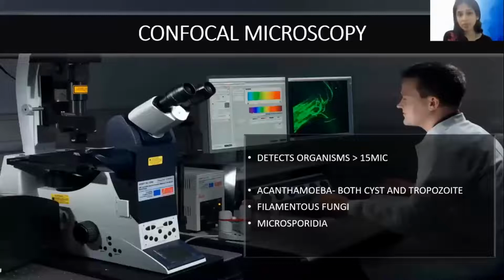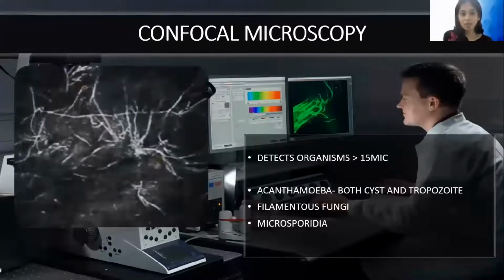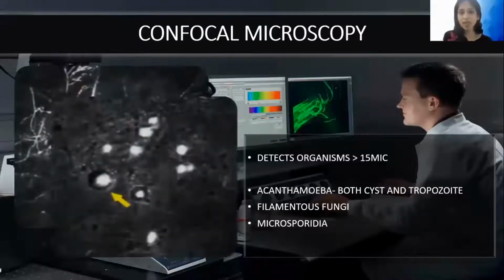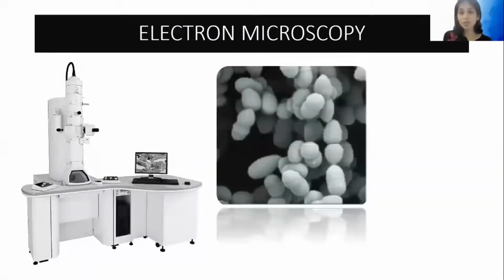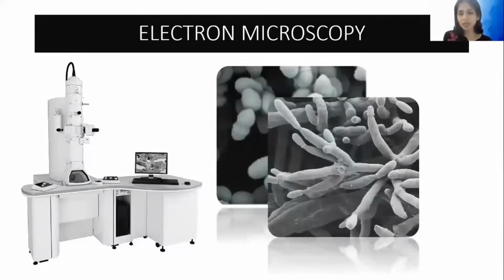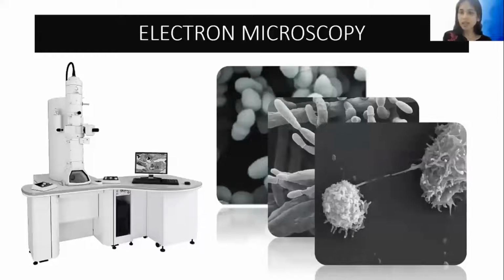Coming to confocal microscopy, this detects organisms more than 15 microns. This is an image showing fungal hyphae and acanthamoeba cyst. Electron microscopy, it is the gold standard of any imaging. So these are some images showing the bacteria, the fungal hyphae, and acanthamoeba.